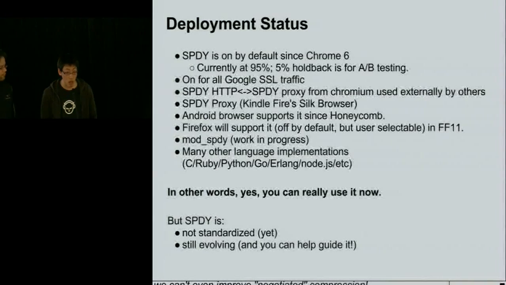We have a number of other Speedy implementations out there. We have an open source Speedy proxy. It can serve as a forward proxy or a reverse proxy. There's also out in the wild, Amazon has deployed the Kindle Fire, which uses Speedy proxy. Android browser has supported Speedy since Honeycomb. Firefox will support it in Firefox 11. We have ongoing work to support it in Apache. There actually is an existing mod_spdy.